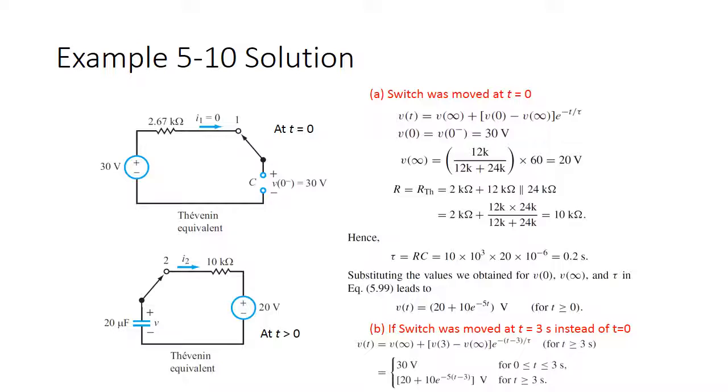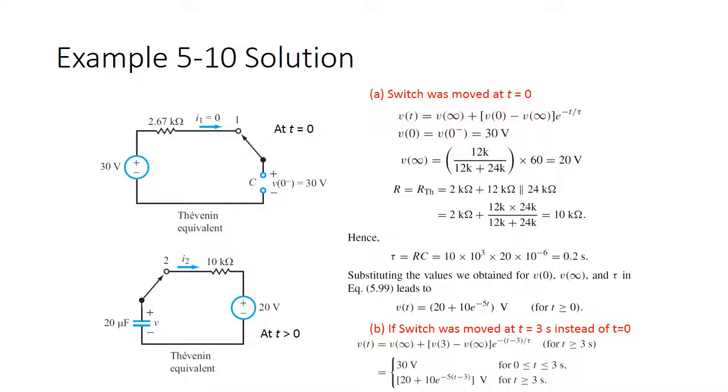So v of 0 from the negative side, so anything before the switch was switched, is going to equal 30 volts. Cool. That's easy for us to add in. And then our v of infinity, so as we go out to infinity, we're going to take that voltage divider and multiply it by 60, and that's going to be 20 volts. And that makes total sense as you go out to infinity, because that capacitor is going to charge up, and it's going to become an open circuit, and then that whole top half of the circuit is going to be one single node, and that node is going to be 20 volts. So that's an easy one to understand, too.